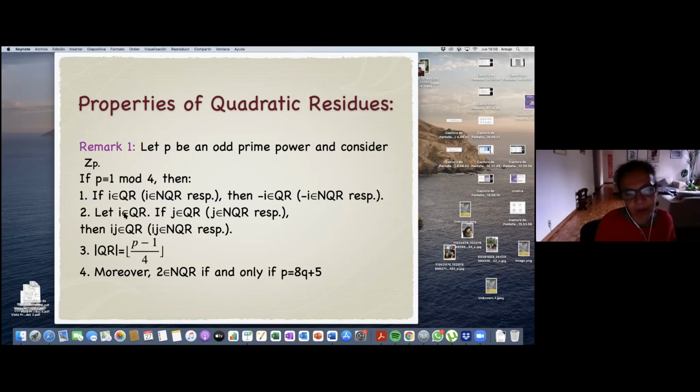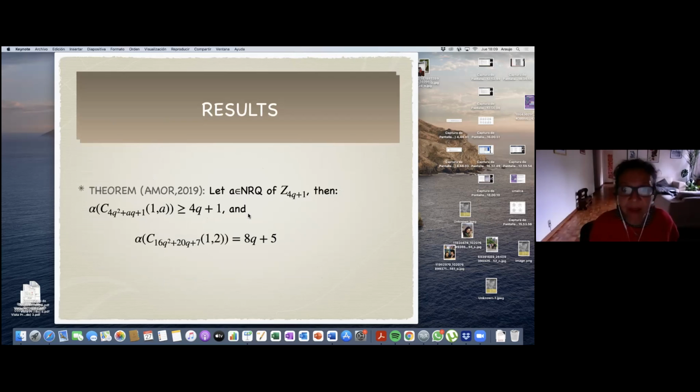And also we have another property. If I have two quadratic residues, the product is also a quadratic residue. And if I have a quadratic residue and a non-quadratic residue, the product is a non-quadratic residue. And here, the number of the quadratic residues is the value of (P minus 1) over 4. And moreover, 2 is a non-quadratic residue if and only if P is a prime of this type of primes.